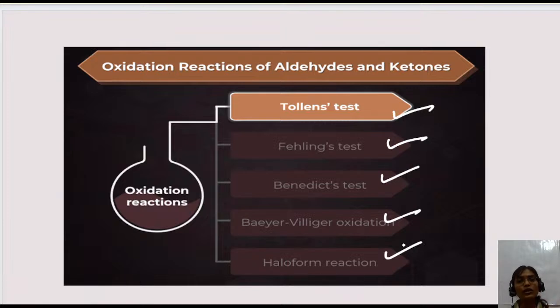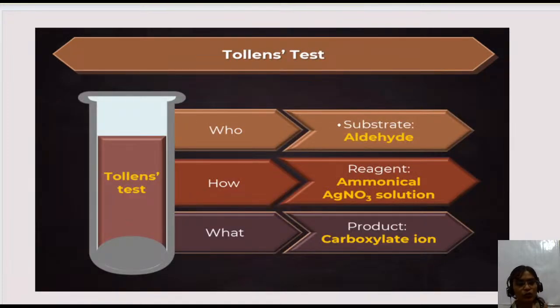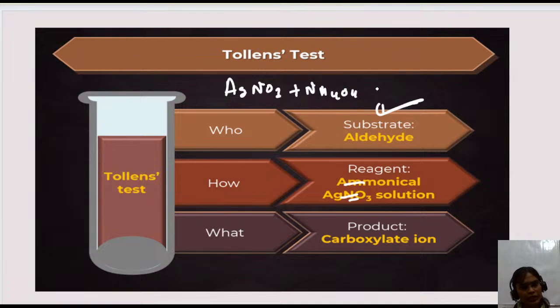AgNO3 plus ammonium hydroxide or ammonia, you can use it for the Tollens test. What is the reason? What is the Tollens test? Who is going to use aldehyde? If you want to oxidize the aldehyde, we are using Tollens reagent. How? With the ammoniacal silver nitrate solution, that AgNO3 combined with ammonia, ammonium hydroxide. Ammonia you can directly use, just add some water in ammonia, and we end up with ammonium hydroxide there.